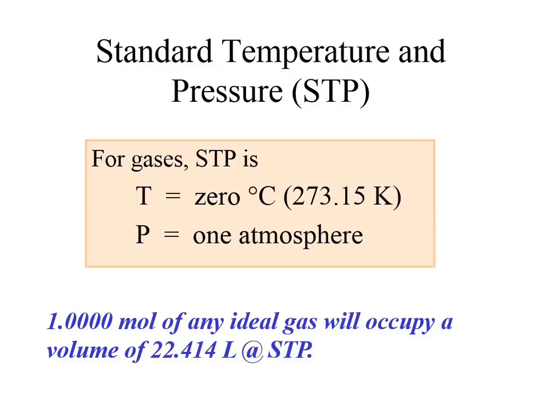Any gas. If there were 6.022 times 10 to the 23rd gas particles in here, at a temperature of 0 degrees Celsius, which is on the cool side, and a pressure of 1 atmosphere, this volume would be that. So that's all that is.